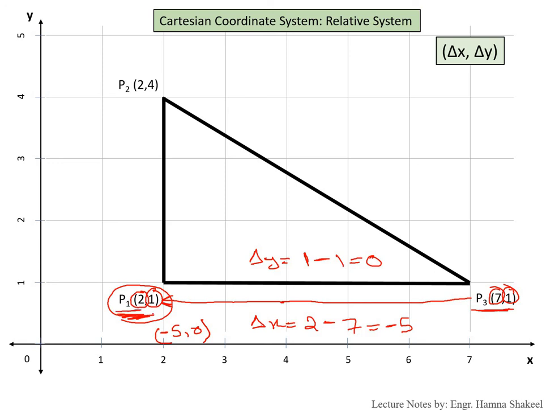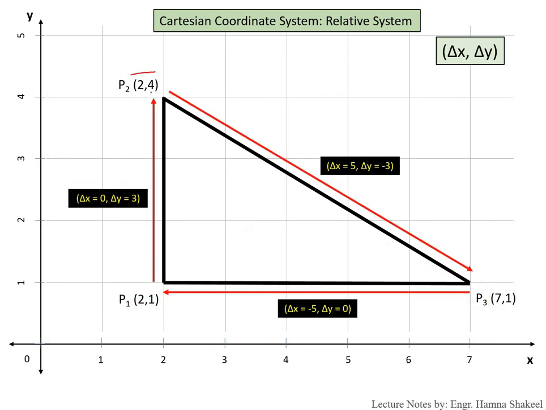The absolute position of P1 is 2, 1, that is from the origin. And the relative position of P1 from P3 is minus 5 and 0. So these are the absolute values and these are the relative values.